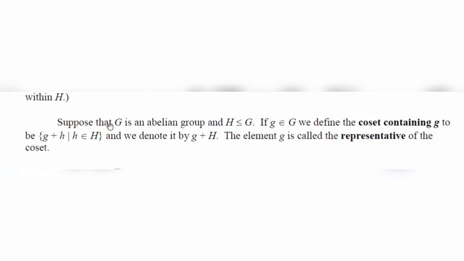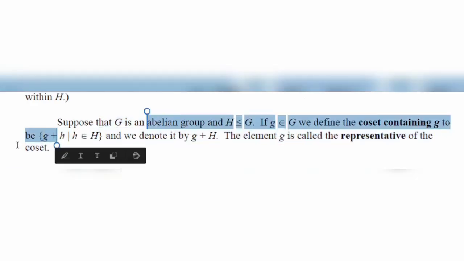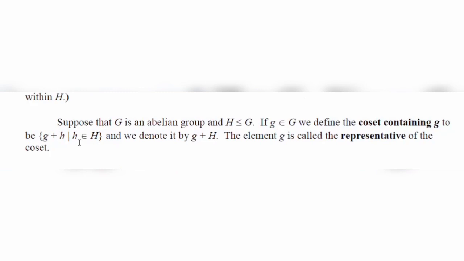Suppose that G is an abelian group and H is how we denote the subgroup. If g belongs to G, we define the coset containing g to be g plus H, such that h belongs to H, which is another group. And we denote it by g plus H. The element g is called the representative of the coset.